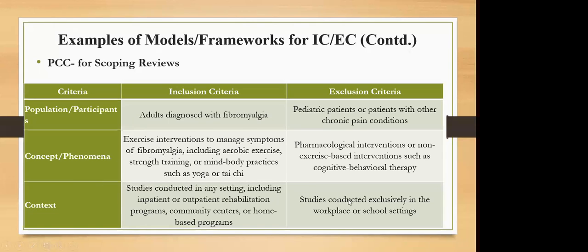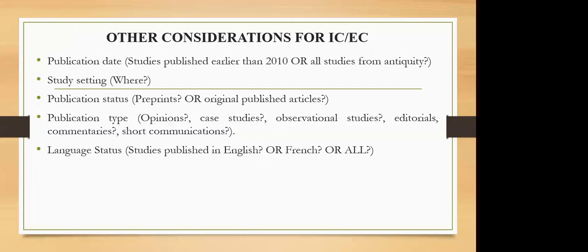You see studies that are talking about work-based or school settings, you exclude based on what? You have defined your study setting as studies that are conducted in what? Inpatient or outpatient rehabilitation program centers, community centers, or home-based program centers as well. So that is how you formulate your inclusion and exclusion criteria, particularly for scoping reviews.